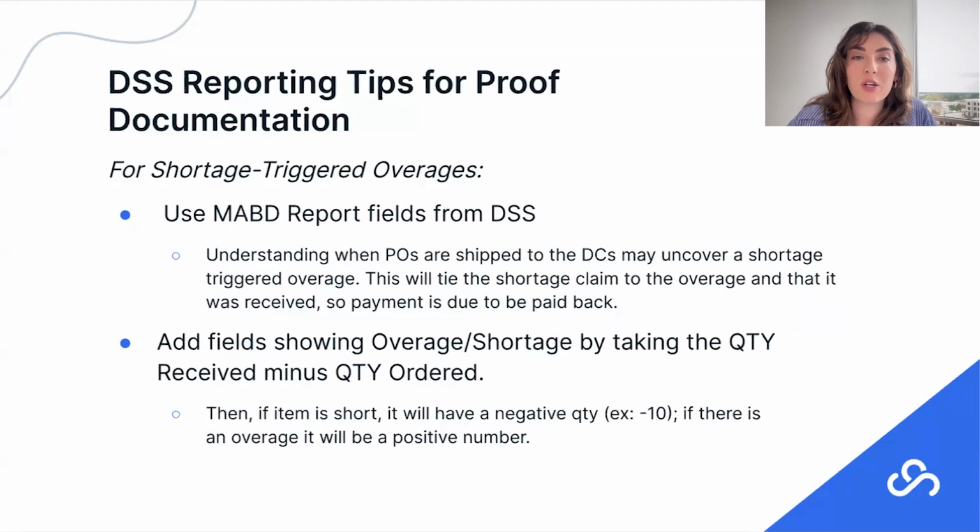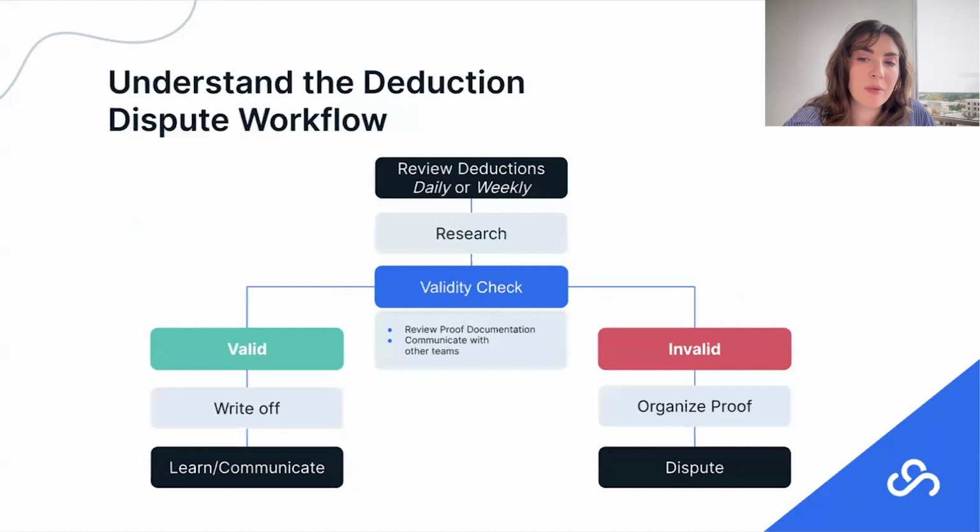So that was for a true overage or a billable overage. For shortage triggered overages, you can use the MABD report fields in DSS. You can also pull some of this information in Nova. So I just wanted to outline how we've done this before, but again, because DSS is sunsetted, it is no longer accessible for suppliers. You can pull this in some other areas as well.